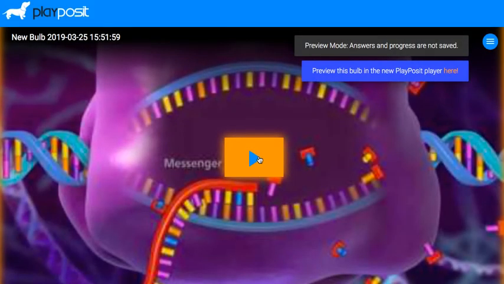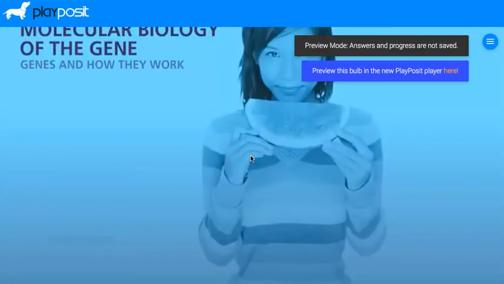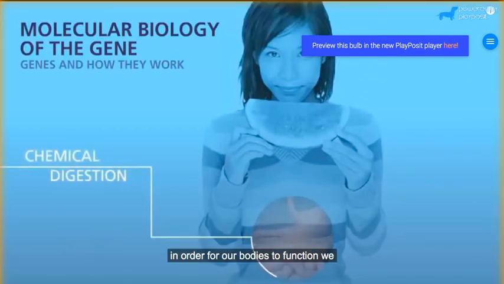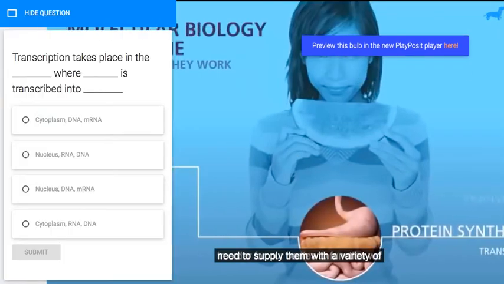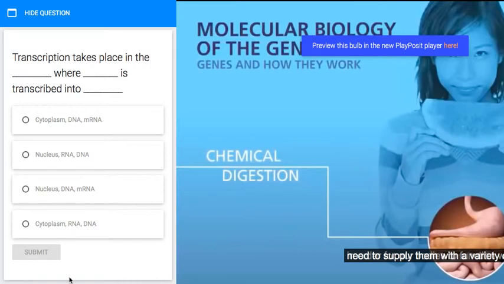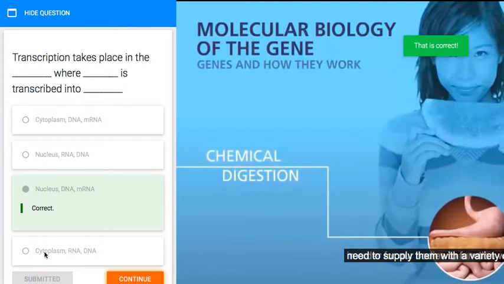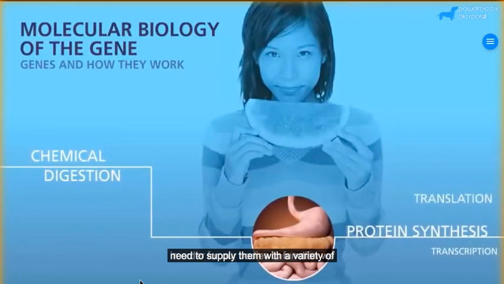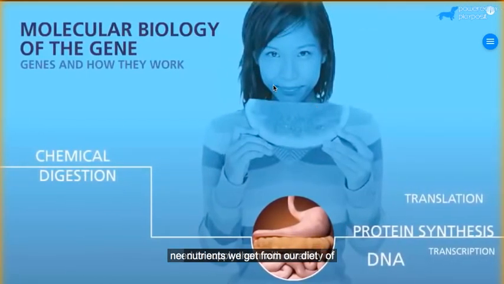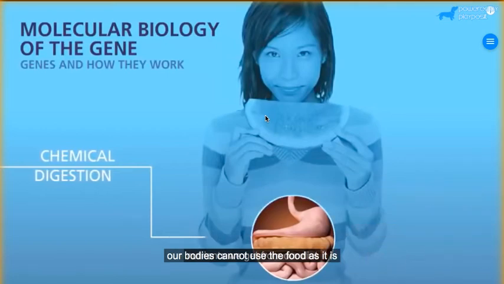But I'm going to go through now and just preview what I've done. So I'm going to click play. In order for our bodies to function, we need to supply them with a variety. Oh, there we go. So I fast forwarded a little bit so we could just see the pop-up. And so now we're going to have to answer the question. So once you choose the correct answer, you hit submit and hit continue.